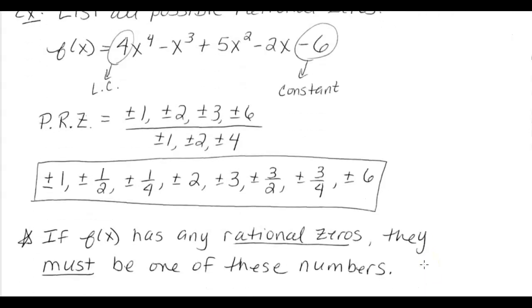Meaning, if f(x) has any rational zeros, meaning zeros that can be written as a fraction of integers, so they're not square root values and they're not imaginary numbers, they must come from one of these numbers. So any rational number not listed is not possible.